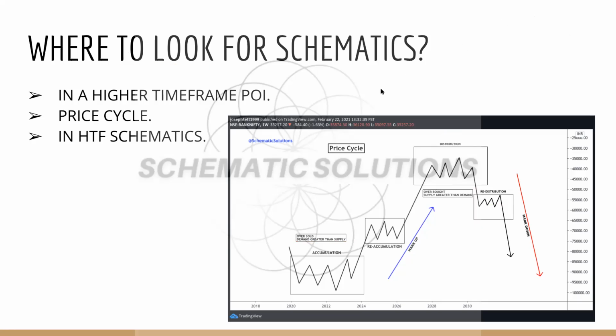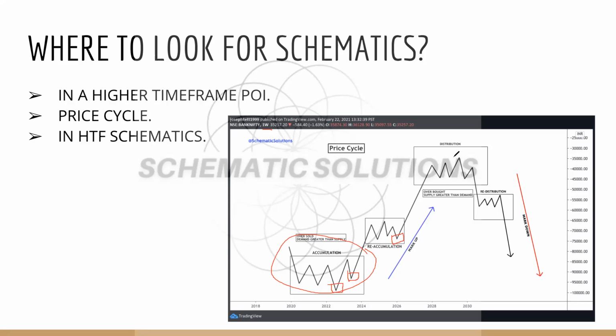And then the last thing is really understanding we can look for schematics in higher time frame schematics. So let's say this is higher time frame, we're on a weekly, and this is an accumulation schematic. Realistically, at all of these lows, if we're in a higher time frame accumulation, we're going to want to look for accumulation here on the smaller time frame, of course. If we're in a markup phase and we see we're reaccumulating, we're going to want to look for some accumulation here.